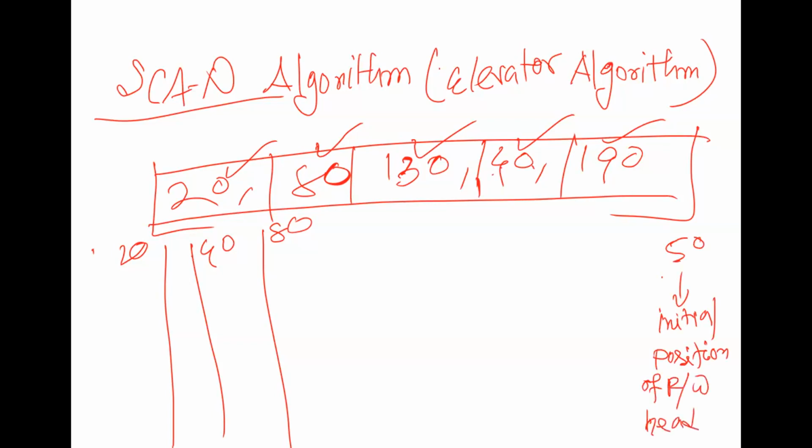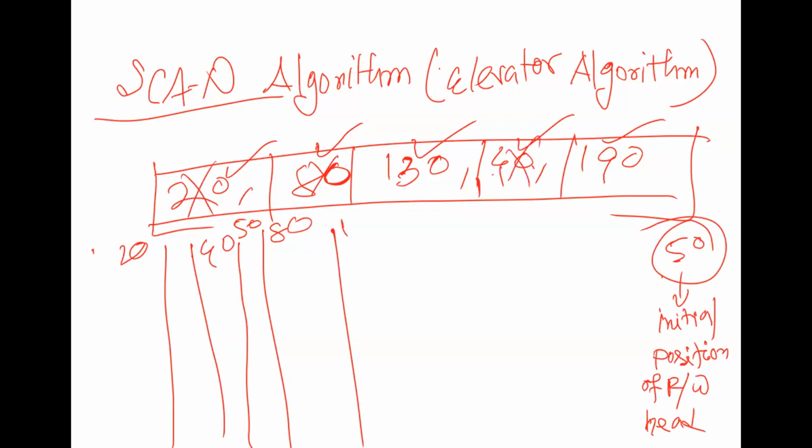Okay, 80, and then you need to draw a line here for this 50 number, the initial position of the read write head, and then 80. Then you complete this one, and then 130 is fine, and then 190. Okay, initial is here.